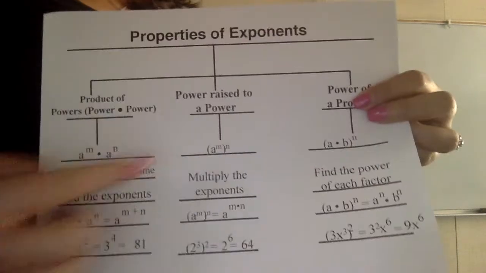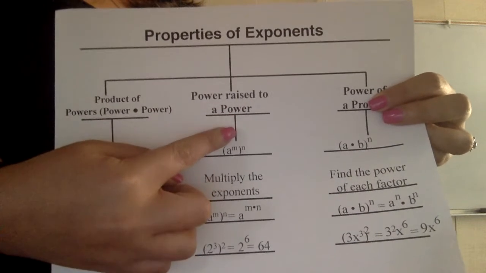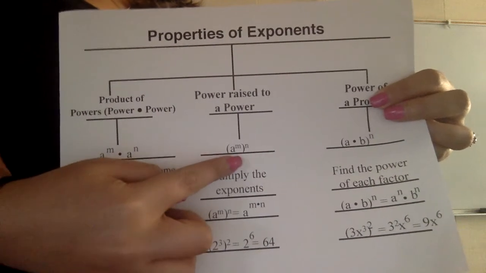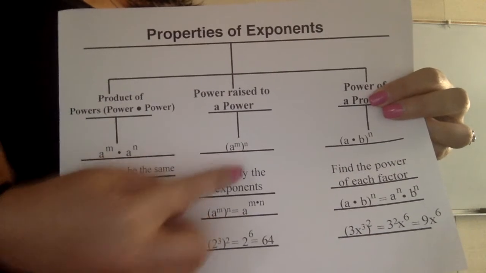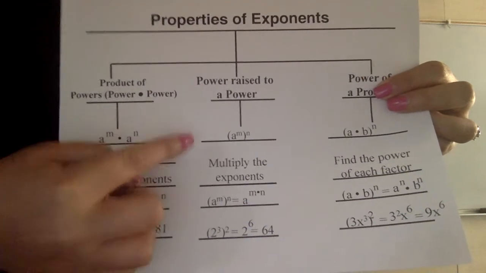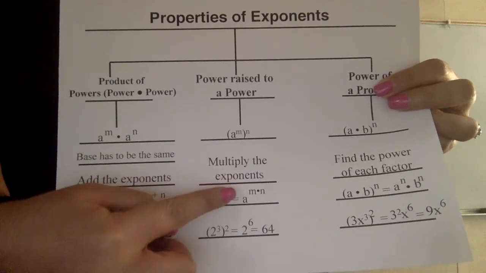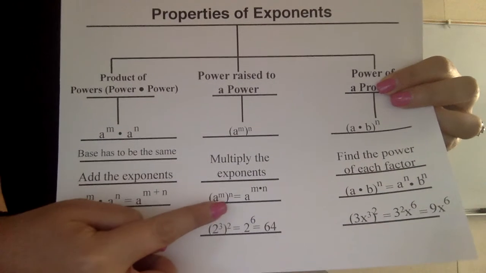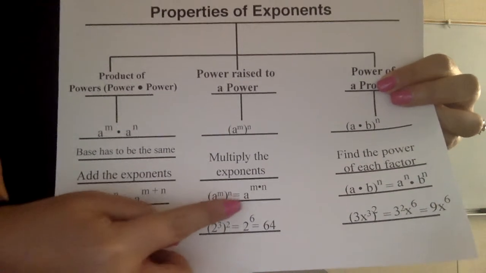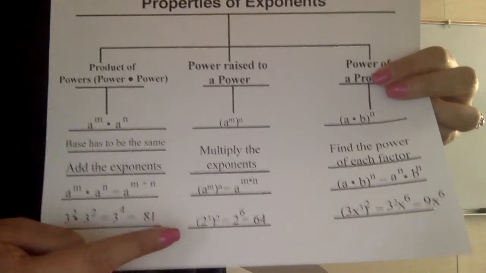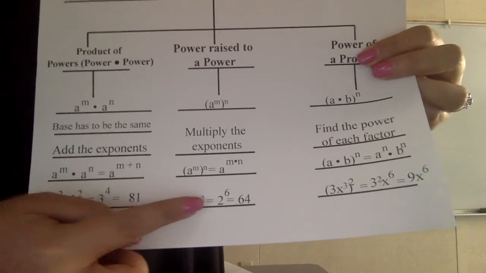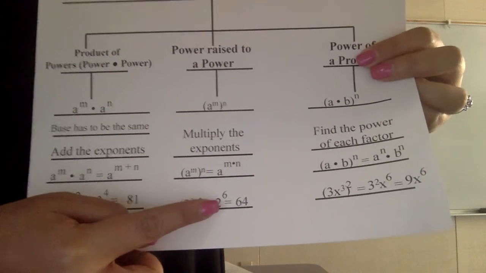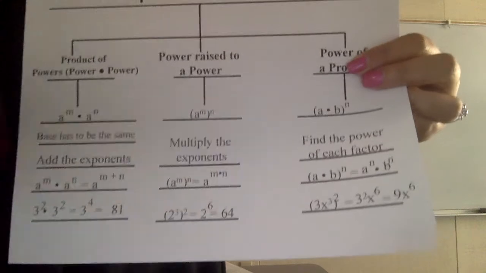From there, we're going to move on to power raised to a power. That means I'm going to have two exponents, one inside the parentheses, one outside. This means that we're going to end up multiplying our exponents. So m and n are going to be multiplied together, such as 2 to the third, to the second. 3 times 2 gives me a 6. 2 to the 6 gives me 64.